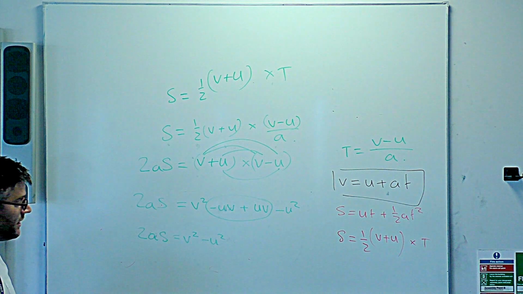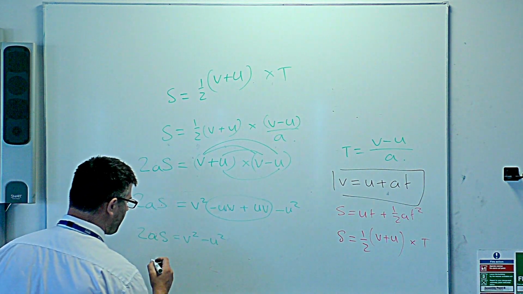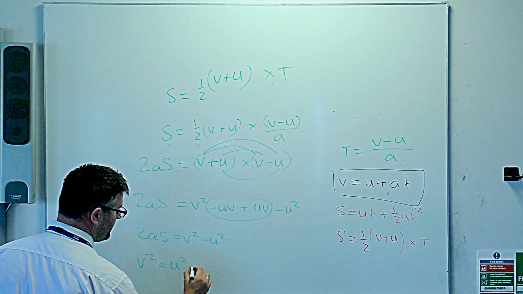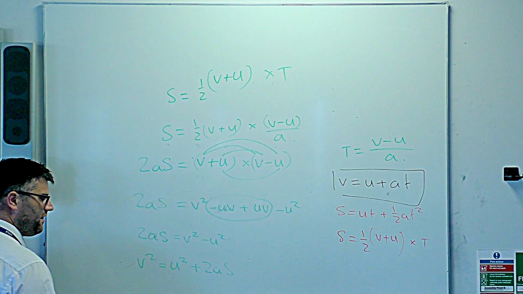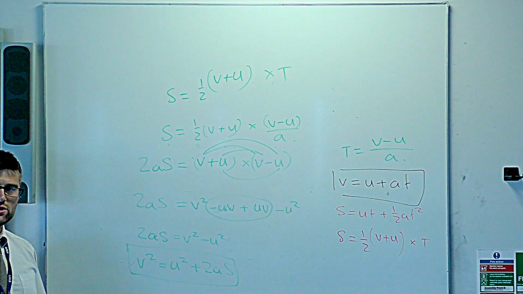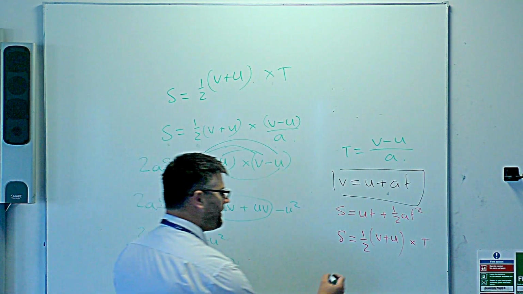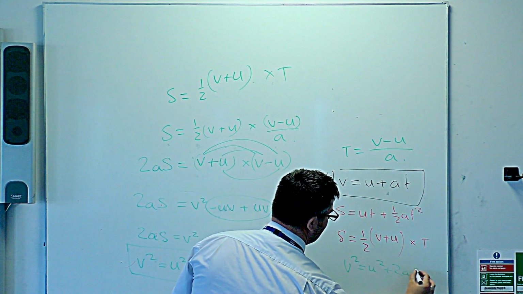And if we then rearrange this equation, we can get v squared equals u squared plus 2as. And that is our final Suvat equation, equation number 4. I'll write that over here, v squared equals u squared plus 2as.